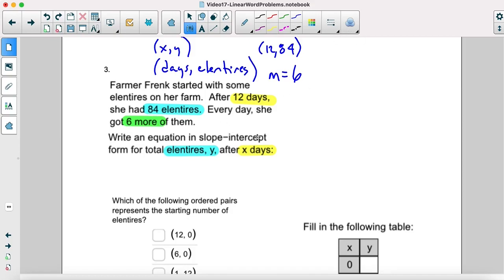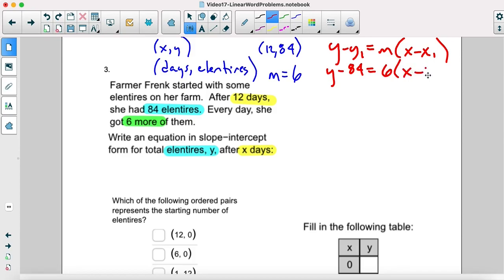If we want to put it in slope-intercept form, we can't do that right away because we don't have a starting point. What we need to do is put it in point-slope form. So let's do that. y minus y1 is equal to m times x minus x1. All right, so y minus 84 is equal to 6 times x minus 12.